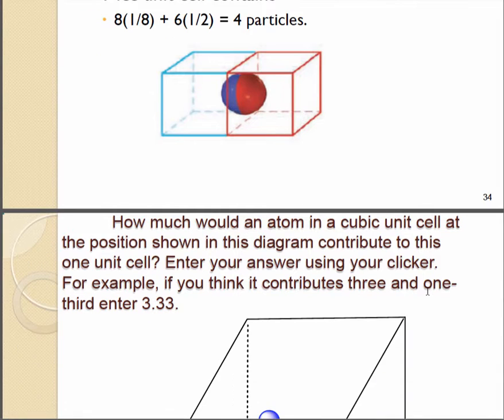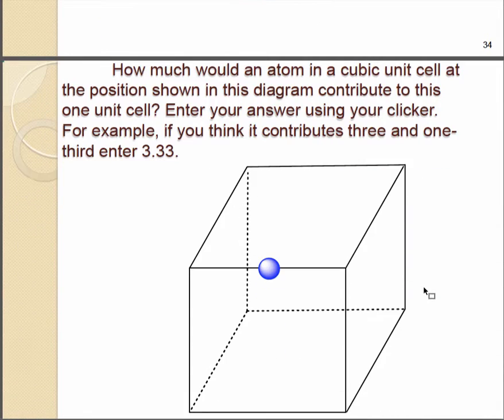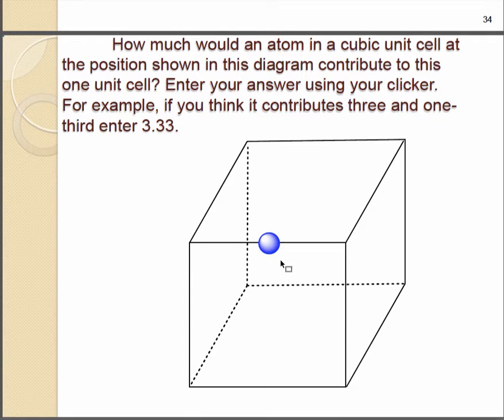Another possibility is, what if the atom or ion is on the edge? It says, how much would an atom or ion in a cubic unit cell at a position shown on the edge, how many other boxes does this atom share with? And the answer is 4. There's one up here right above this one, one right in front of this one, but there's also one kind of diagonal up and out towards us, kitty corner across from this one. That's kind of hard to see, isn't it?